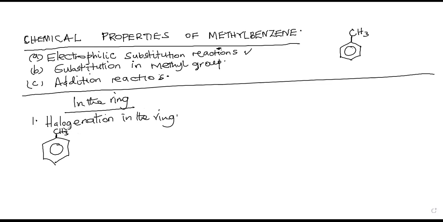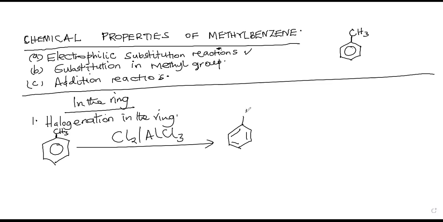CH3, and we shall have chlorine with aluminum chloride, and we said we form a mixture of 2 isomers. We shall have methylbenzene here. We have an ortho, so we shall have a 2 substituted isomer and a 4 substituted isomer. So basically, this is what we form.